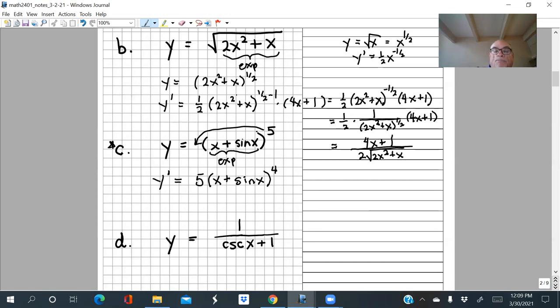But because this expression in the parentheses is not just plain x, it's a little bit more complicated than x, this is where the chain rule comes into play. This part that I'm going to redo is the chain rule, all right? So what else do I have to multiply in here to make this authentic?